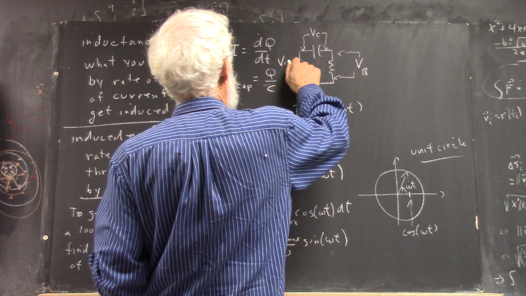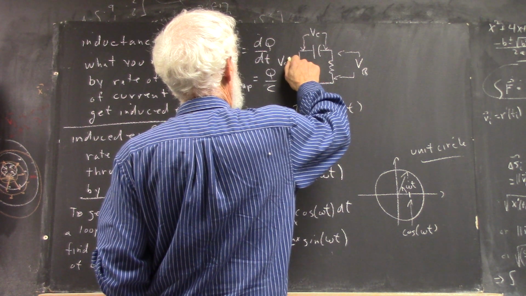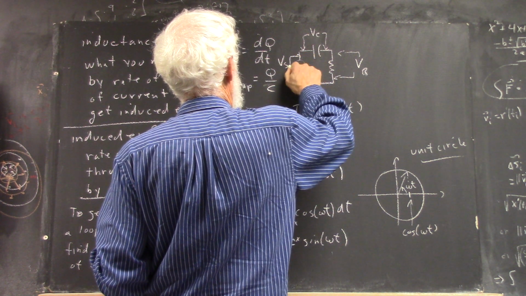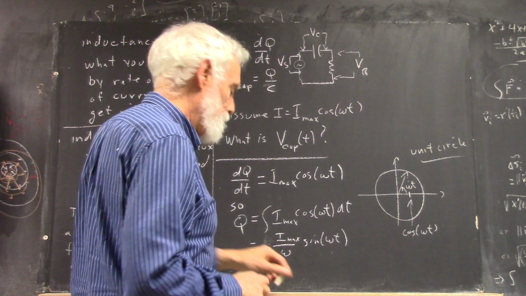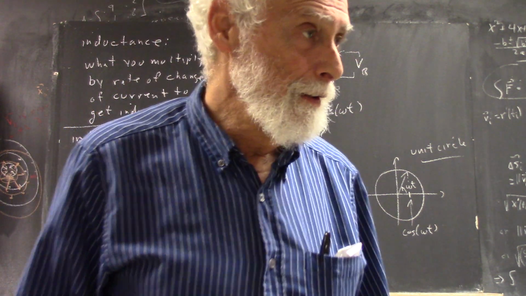V sub S is the voltage of the source. You can draw that right, but you got the idea. Okay?